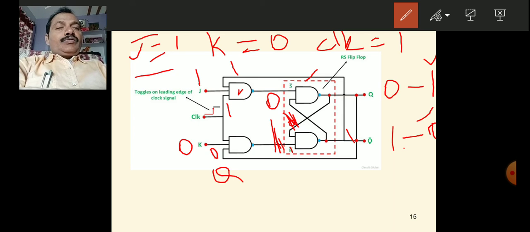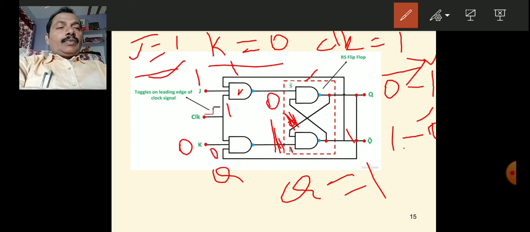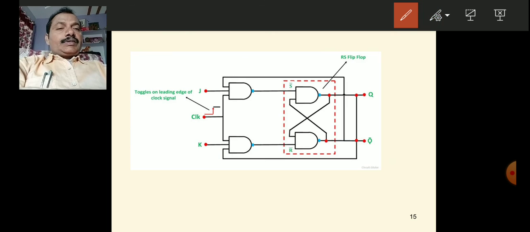When J equals 1, K equals 0, the flip-flop is changing its previous state from 0 to 1. It is moving from 0 to 1. Hence, whenever J is 1, that is the set. When J is 1, the flip-flop is set to 1. So that is the understanding you have to have.